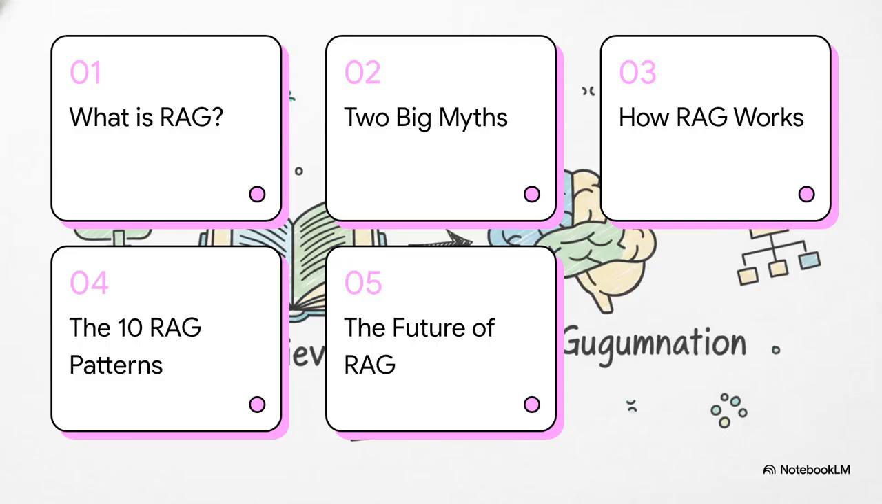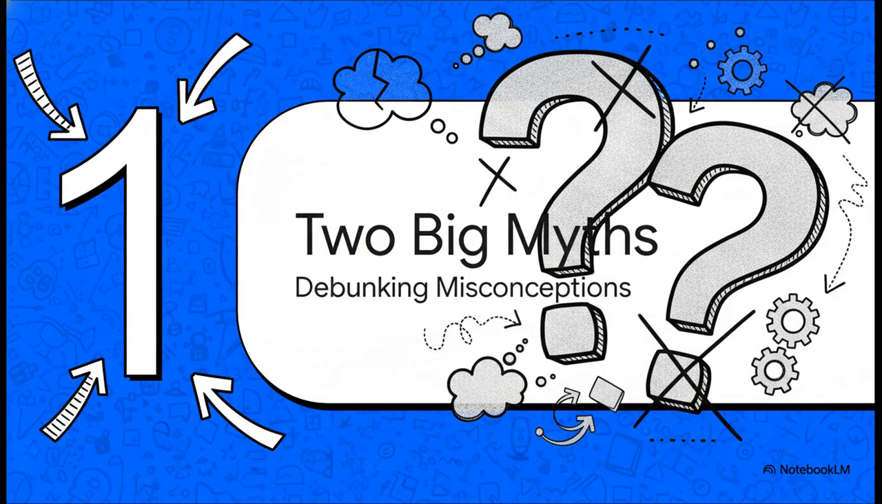So here's our game plan for today. We'll quickly cover what RAG is, bust 2 huge myths, take a look at how it all works, then dive into the 10 essential patterns, and we'll wrap up by looking at where all this is headed. Okay, let's get into it by first tackling 2 massive misconceptions I see floating around all the time. And honestly, they're really holding people back from understanding how to build AI systems that actually work.